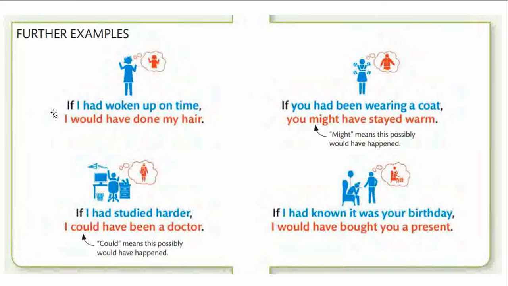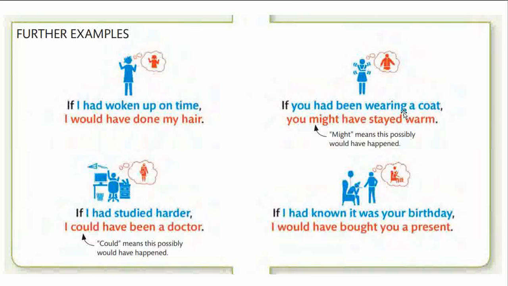Further examples to see this structure: if I had woken up on time, I would have done my hair. If I had studied harder, I could have been a doctor. Because the person has not studied harder, the person is not a doctor. The person had not woken up on time, so the person could not do the hair. Could means this possibility would have happened.